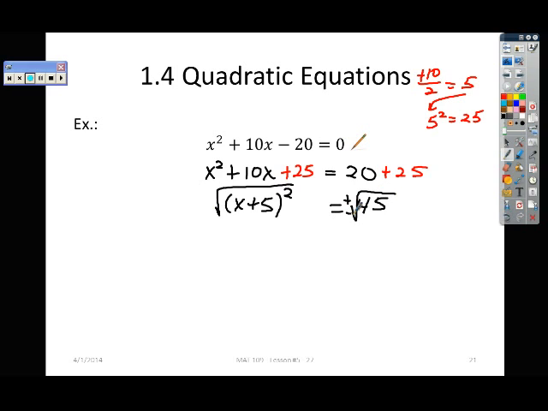The square root of the left side is just what's inside the parentheses. On the right side, I have plus and minus. If I simplify my radical, 45 is 9 times 5, right? 9's a perfect square, so I can take 3 out. Now my right-hand side is simplified. Solve for x.